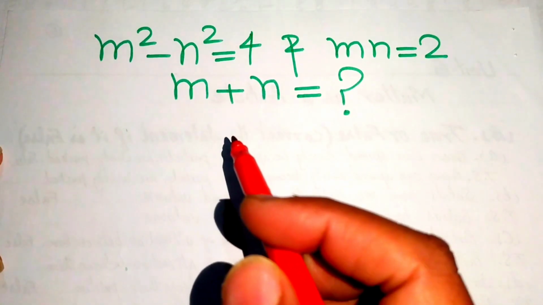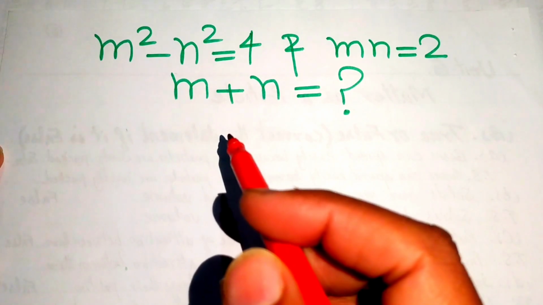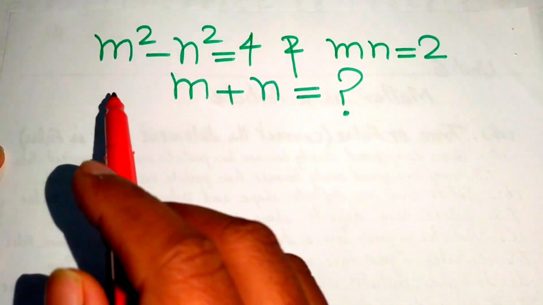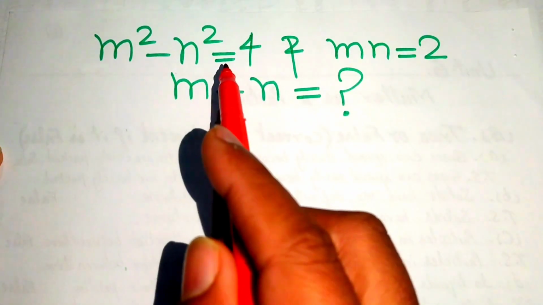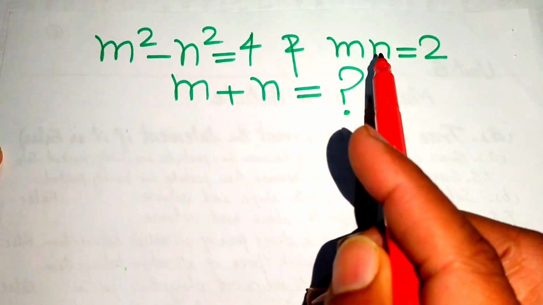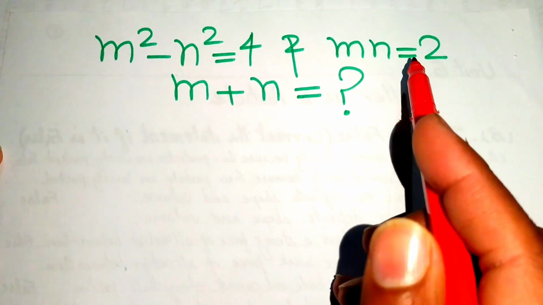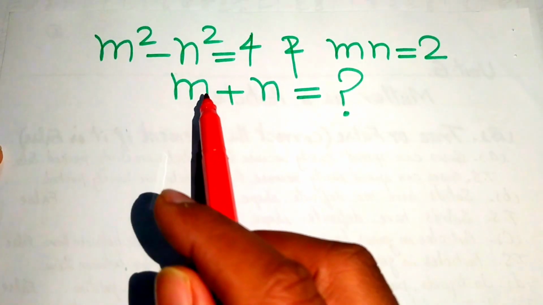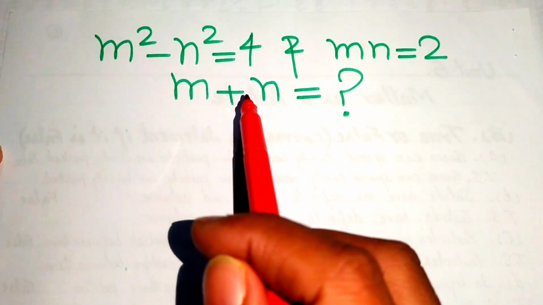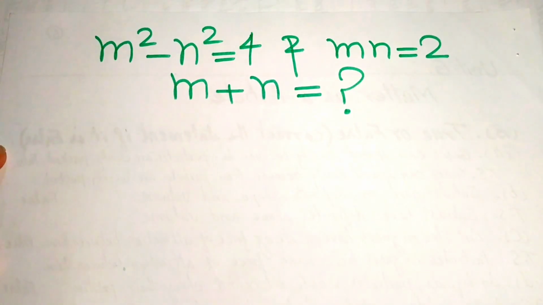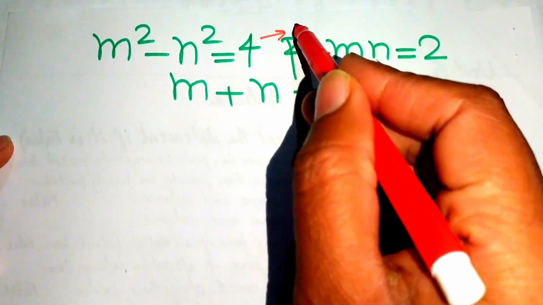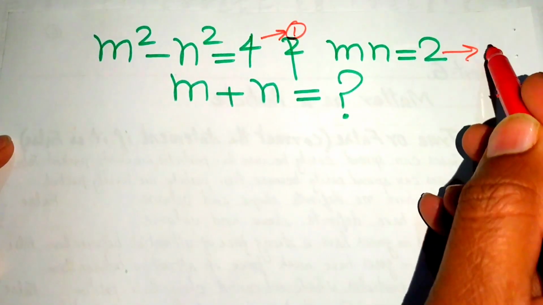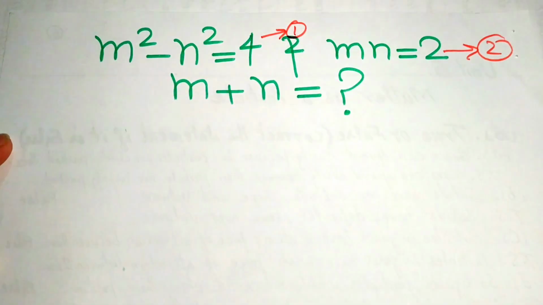In this video, we are going to solve this nice math Olympiad algebra problem. We have m square minus n square equals 4 and m multiplied by n equals 2, and we need to find the value of m plus n. The very first thing we are going to do is call this equation number 1 and this equation number 2.